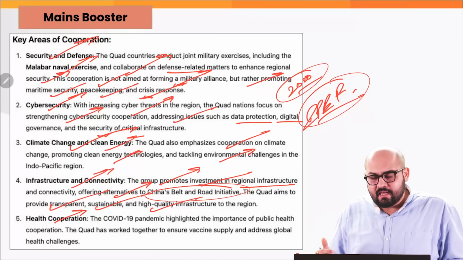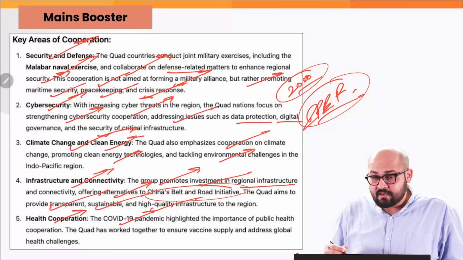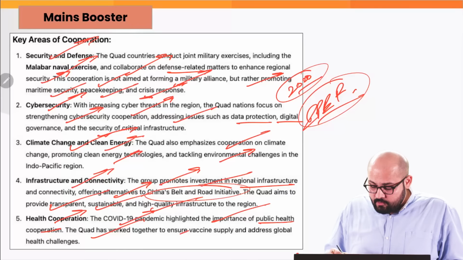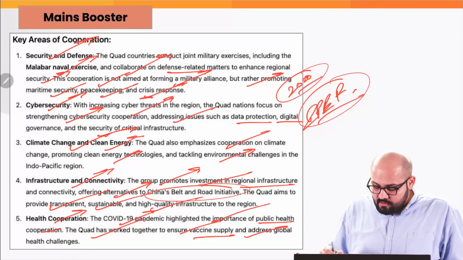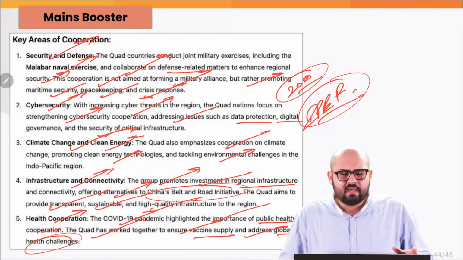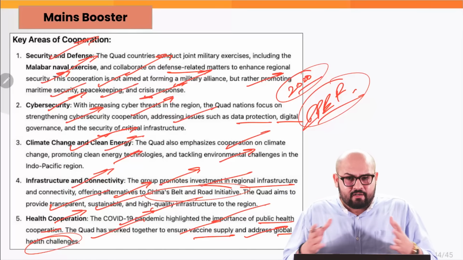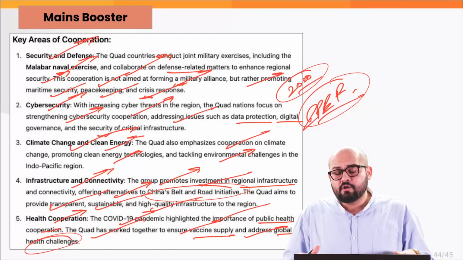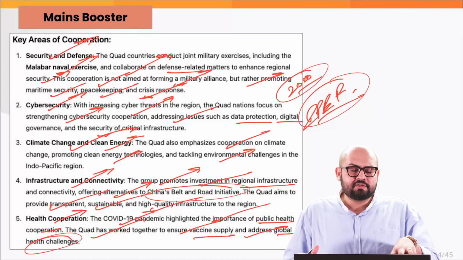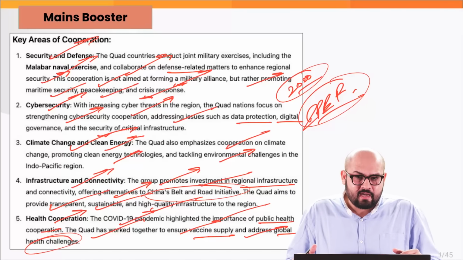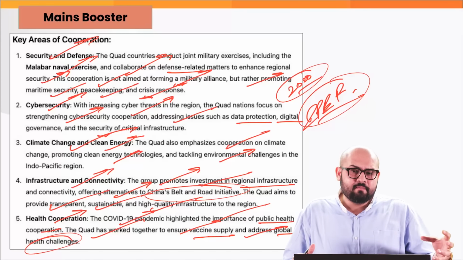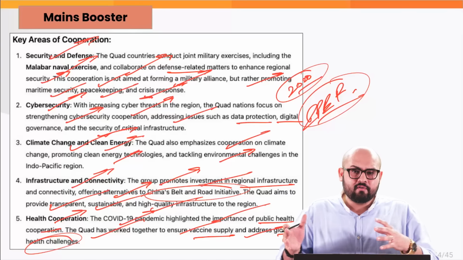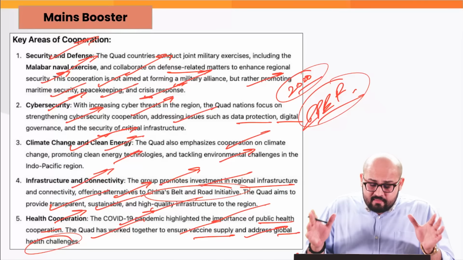Then we have got health cooperation. The COVID-19 pandemic highlighted the importance of public health cooperation, and Quad has worked together to ensure vaccine supply and address global health challenges. So see again, there are many domains where the Quad nations are participating. But again, you must not forget that the basis of the formation is the growing assertiveness of China. So as to counter that aggression, we have got these four democracies coming together and forming a sort of a group, right?